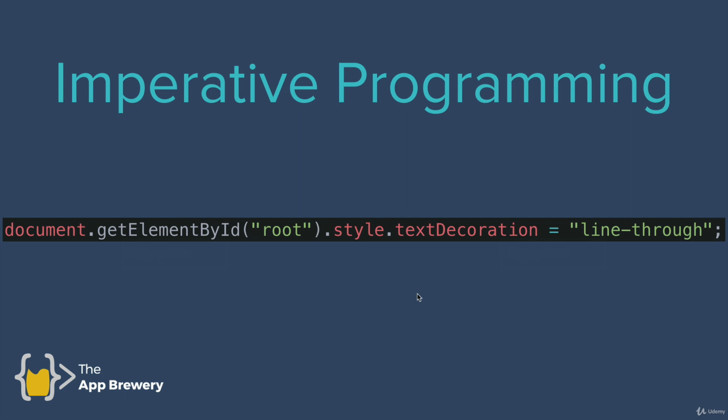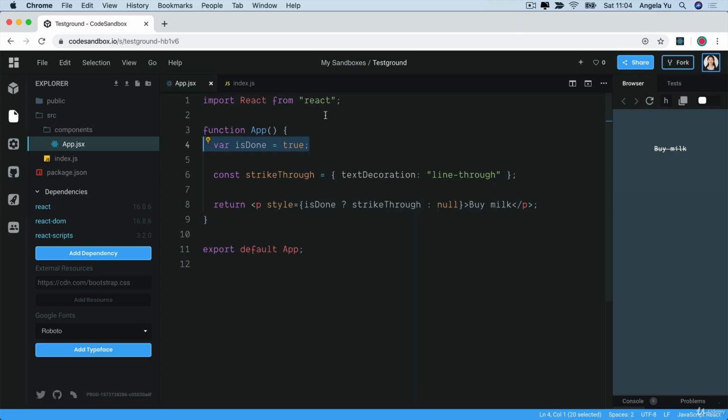And this is what we've been doing all along using JavaScript. When we say document get element by ID, and then we tap into its properties, and then we set it equal to something, this is us imperatively telling this element to do something different. And you can achieve exactly the same results.